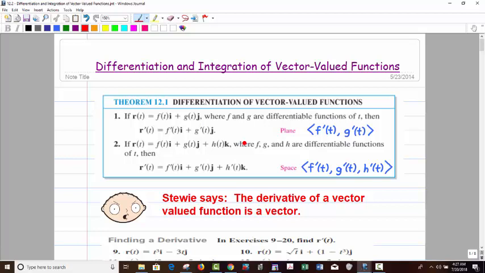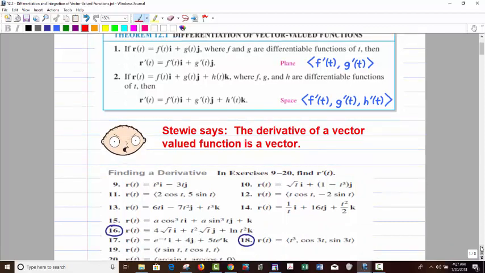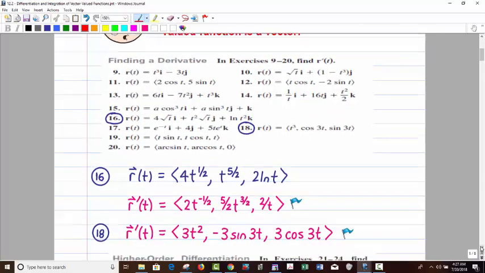Now, just like when you find the limit of a vector valued function, look at what Stewart says here: the derivative of a vector valued function is a vector. So essentially, you're just taking the derivative of each component. So it'd be the vector f prime of t, g prime of t. If it's space, then you have a third component, h prime of t. So it's real straightforward. I don't let my derivatives get too gruesome here, so this should not be too bad of a process. This is really pretty straightforward and easy.